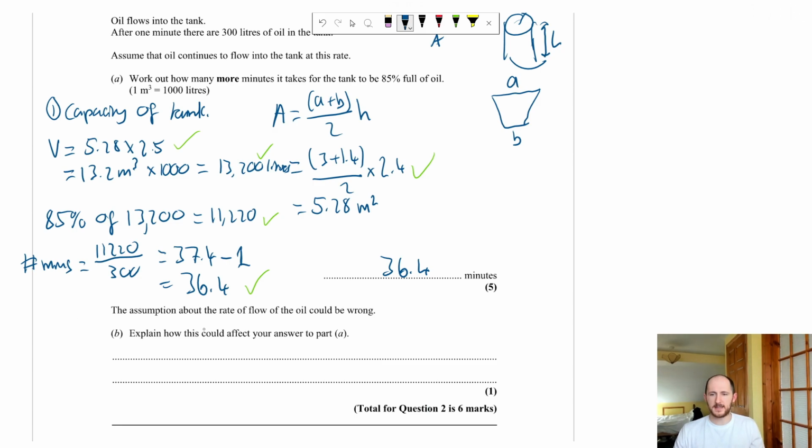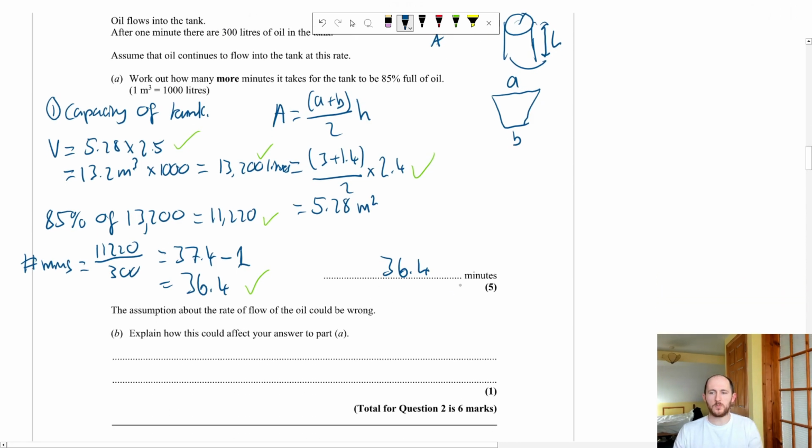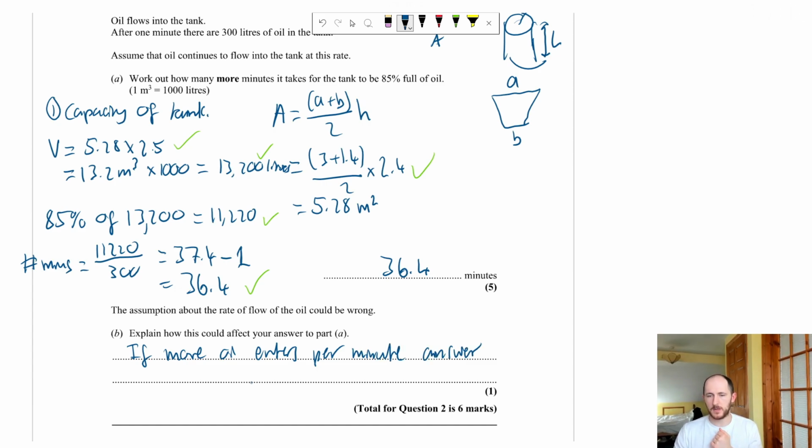So, part B for the 6th mark of this question overall. The assumption about the rate of flow of the oil could be wrong. How could it affect our answer to part A? Well, if it's wrong, then that means the amount of minutes that we said is going to be different. That's it. So for example, if more oil comes in every minute, then that means our time will decrease. So if more oil enters per minute, the answer will become smaller.